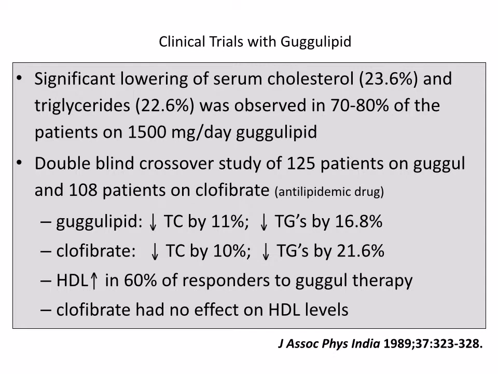drug, there were very similar results in lipid reduction. In addition, the gugulipid raised HDL cholesterol in 60% of the responders, whereas the clofibrate had no effect on HDL. So increases in HDL is an advantage of gugulipid over this medication.